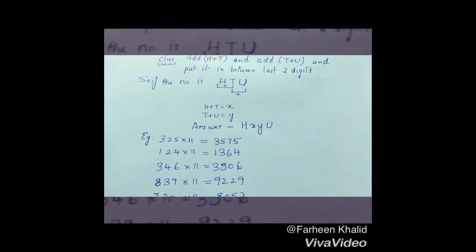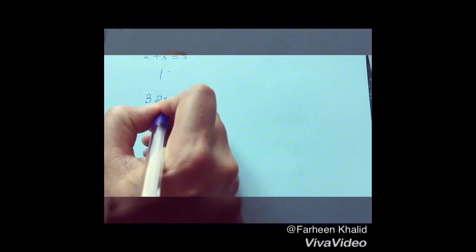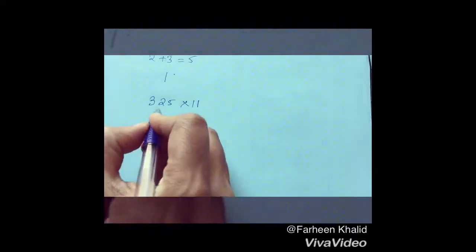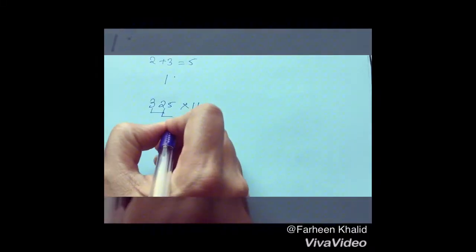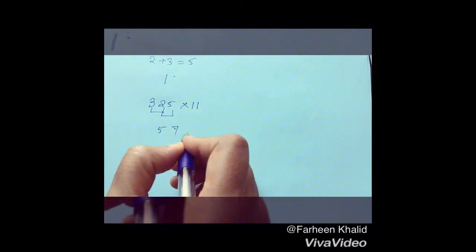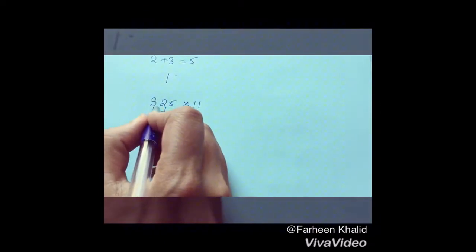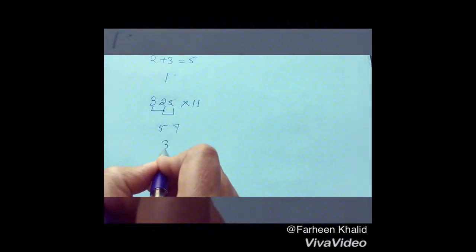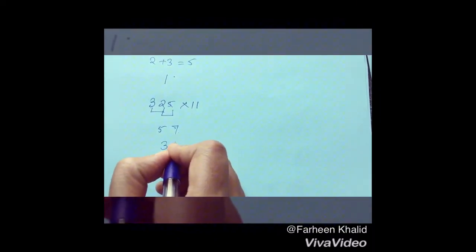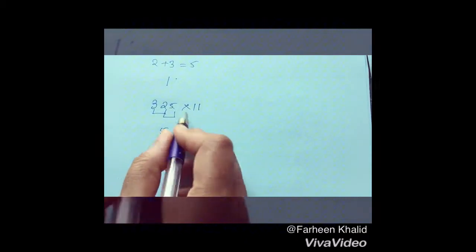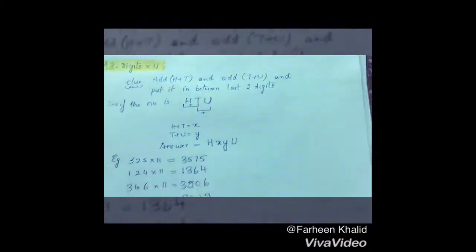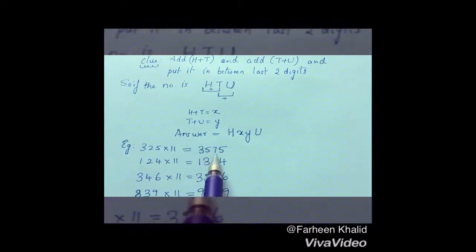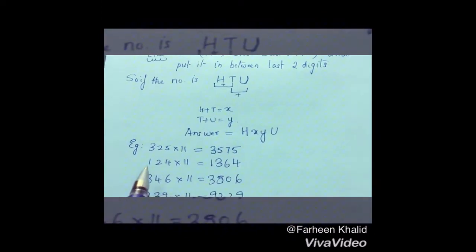Okay, let's take an example. 325 times 11. So first we do 3 plus 2, which is 5. Then you have 2 plus 5, which is 7. So your answer is going to be between the 3 and the 5 here, you put this. So you have 3, 5, 7, and the last digit is 5. So here it is. Your answer is 3575.